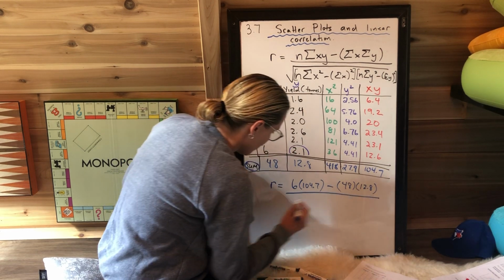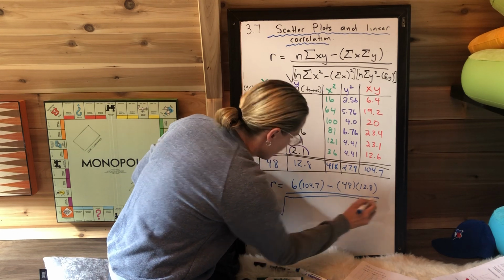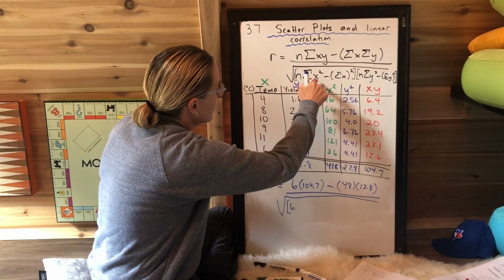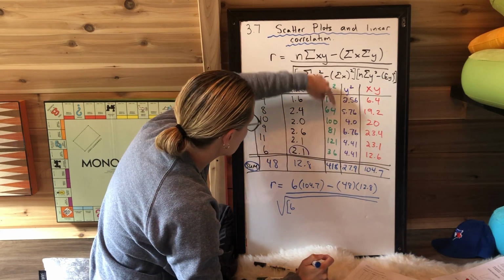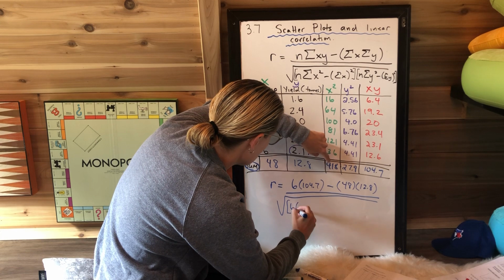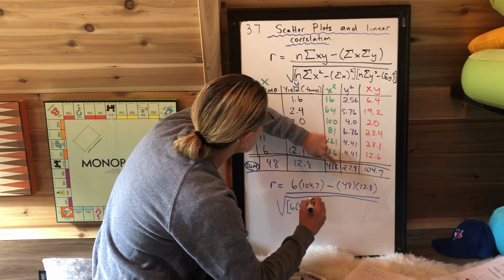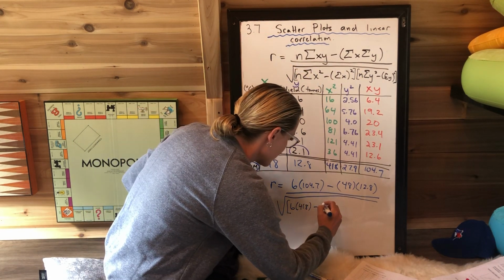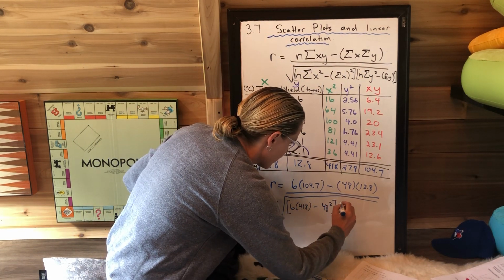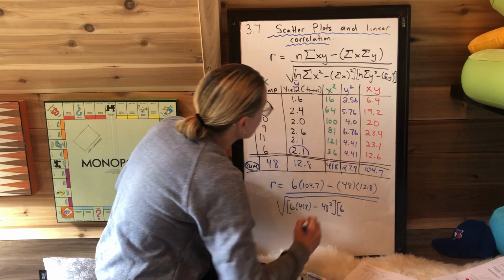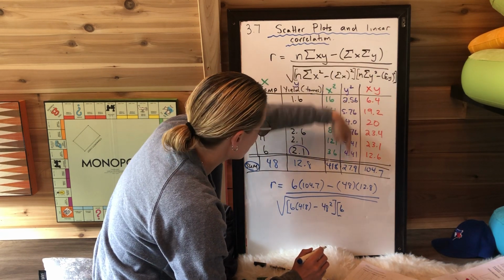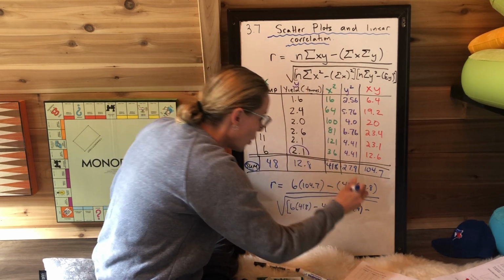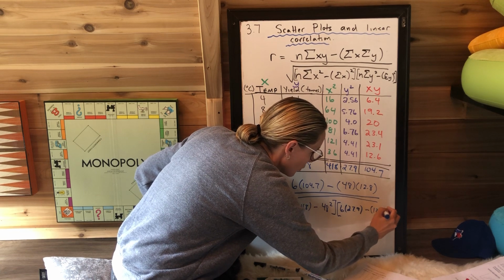That's all going to be divided by the big square root symbol in here, n, which is 6, the sum of x squared. So sum of x squared is 418 minus the sum of x then squared. So the sum of x was 48 squared. Do the same things with the y's. 6 times the sum of the y squareds, 27.9, minus the sum of the y's, all squared.